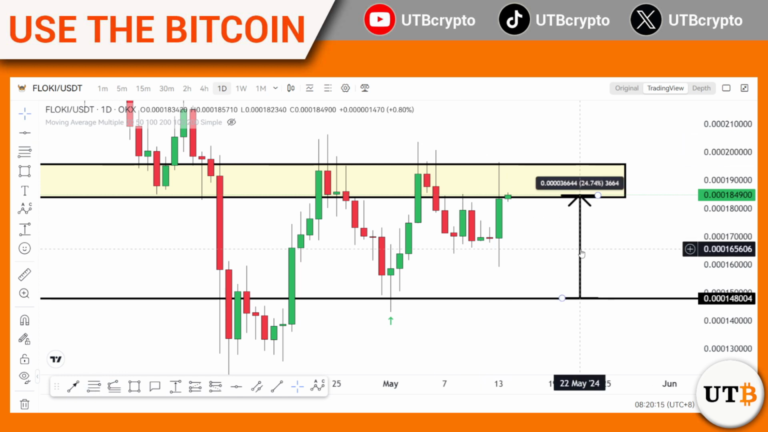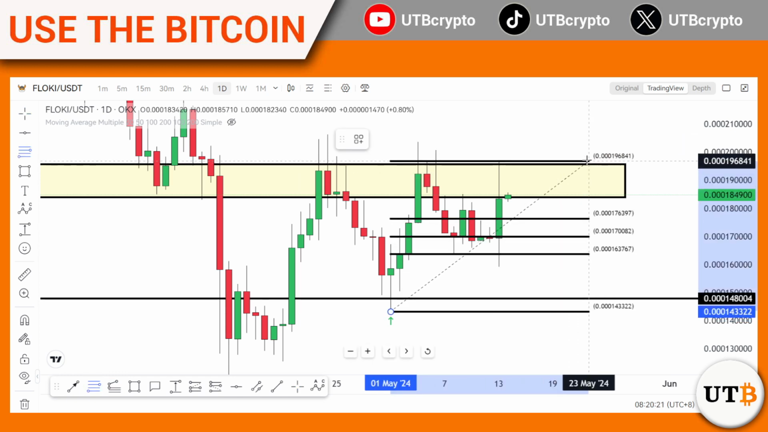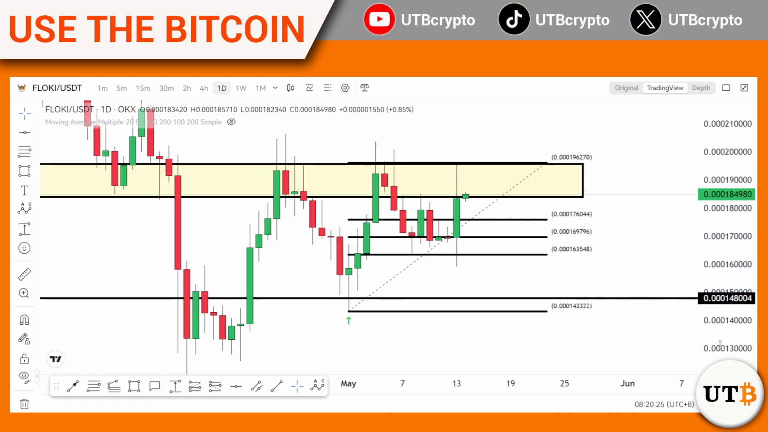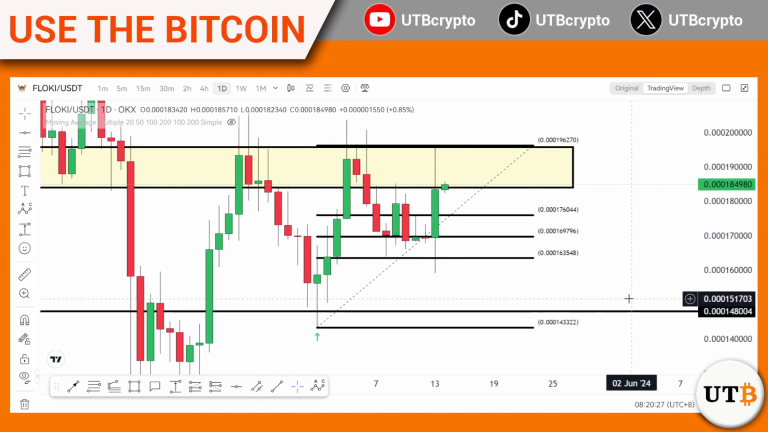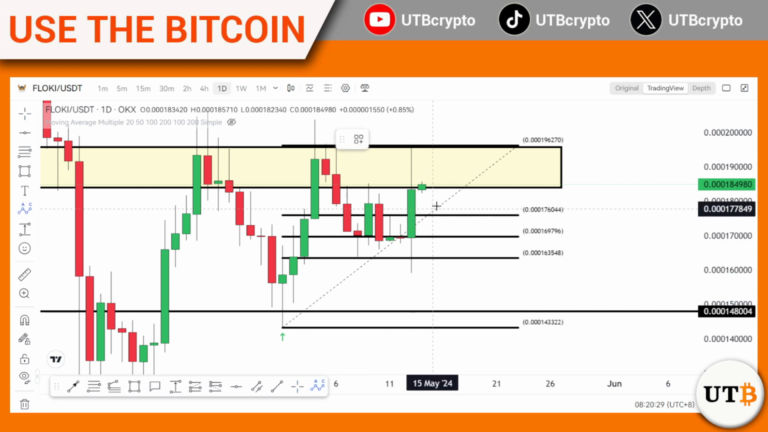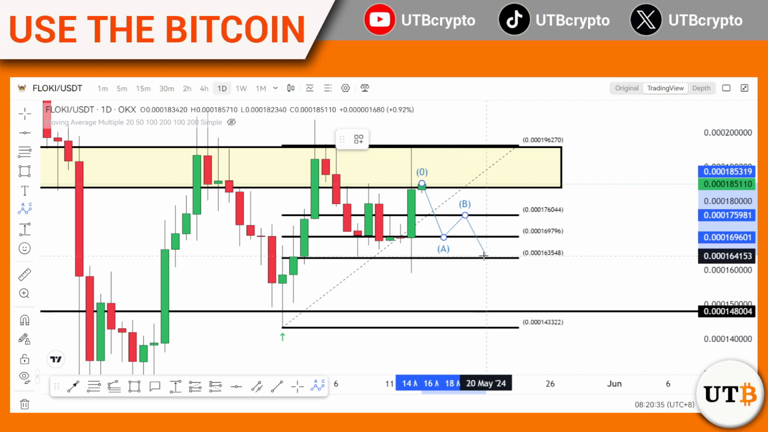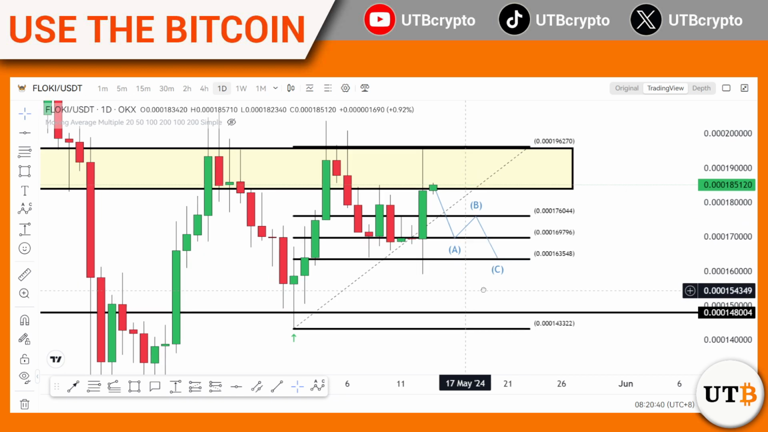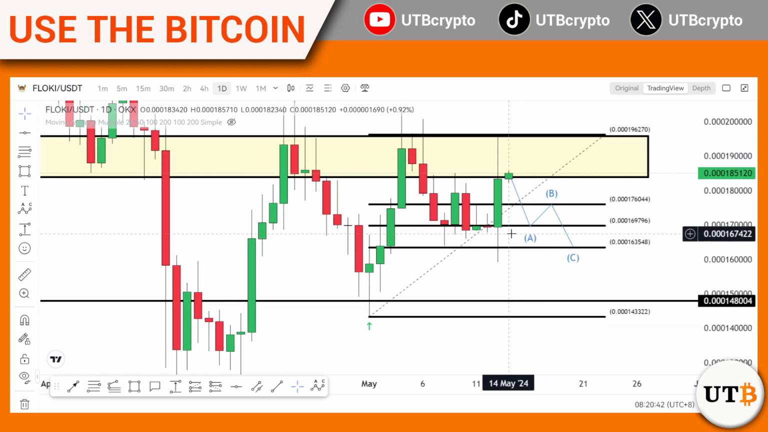Let's delete this one first and measure it again. Our next areas to buy FLOKI would be at around these levels, if it goes down to around here, or around here. Those are the best areas for us to buy FLOKI again, at the golden areas of our Fibonacci retracement.